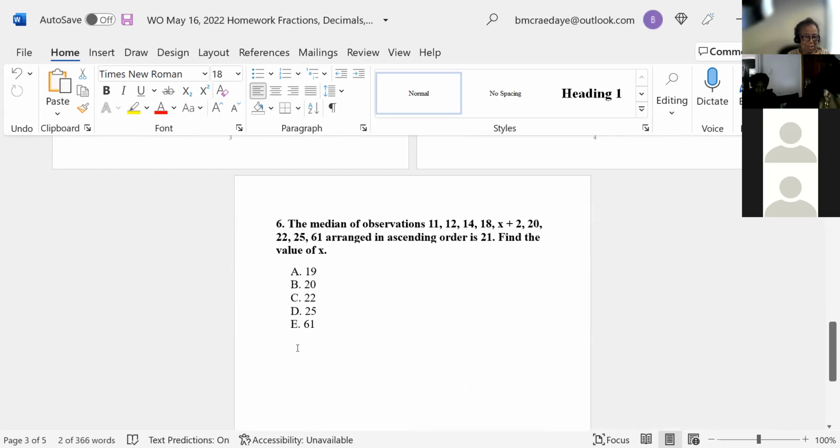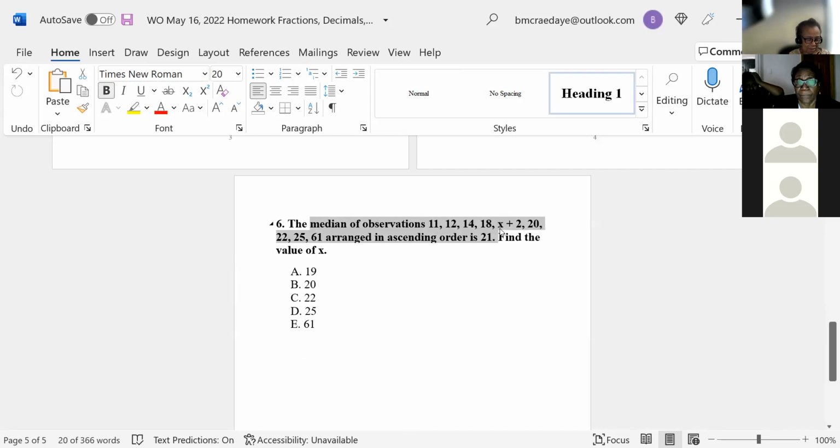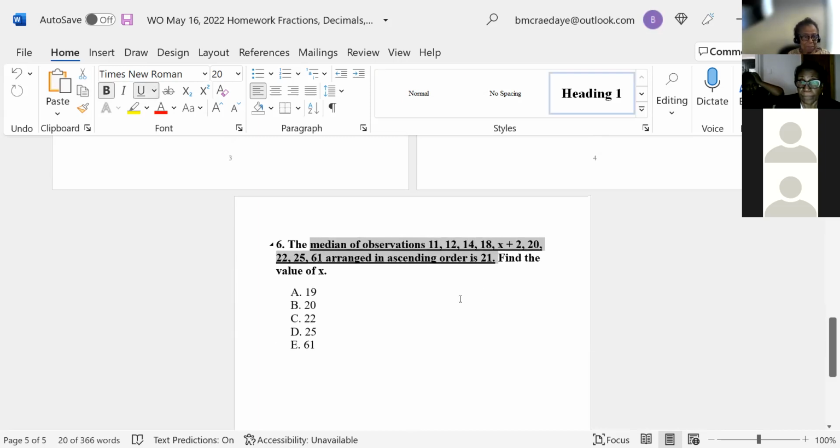Maureen, did you solve number 6? I didn't do that because I get messed up. After the 18, I got multiplied by x plus 2. The median. Okay, I had 11, 12, 14, 13. They say the median of this data is 21.